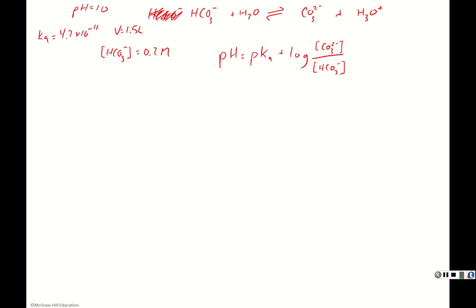Well, you can see we need a pKa value for this equation, and we're given a Ka value. So to convert, pKa is going to be the negative log of Ka. So that is negative log of 4.7 times 10 to the minus 11. So that will be 10.33. Okay, so that's our pKa.